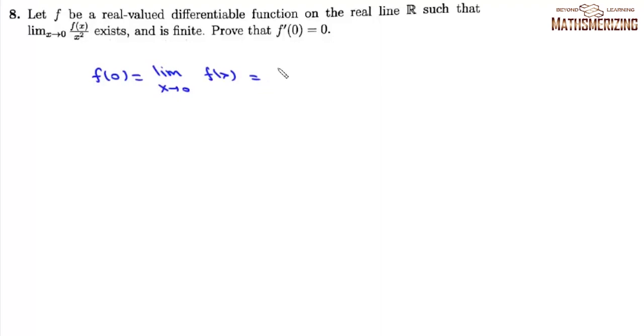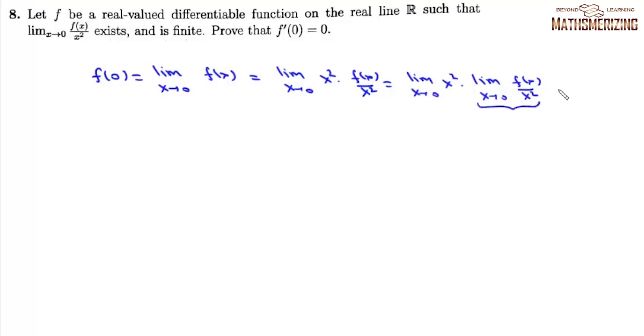Now we can write this limit as limit x tends to 0 of x square into f(x) by x square. So it will be limit x tends to 0 of x square into limit x tends to 0 of f(x) by x square. Now this is finite and the first is 0. 0 into finite is 0. So the value of f(0) is 0.